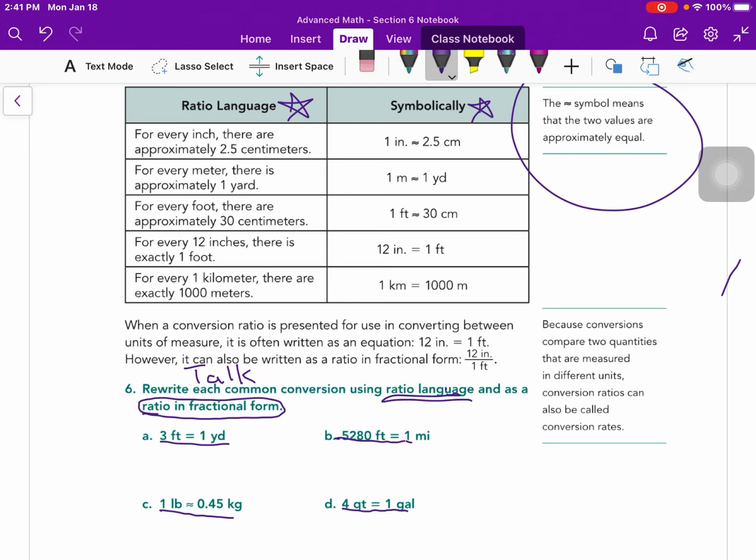Let me do the first one for you. It'll look like this. 3 feet to 1 yard. That's a ratio in fractional form. Go ahead and do B, C, and D. Pause the video and then come back.